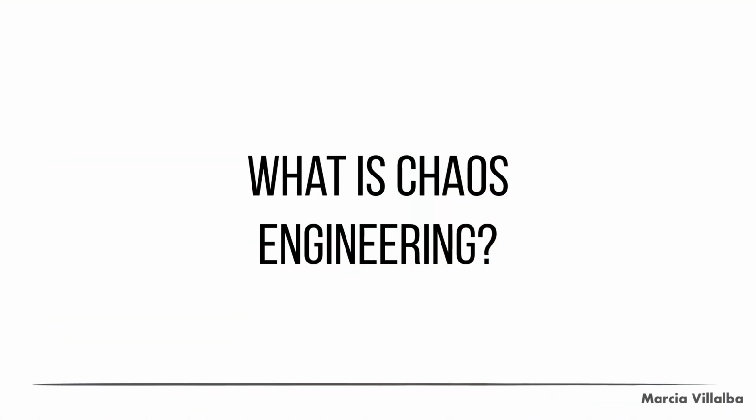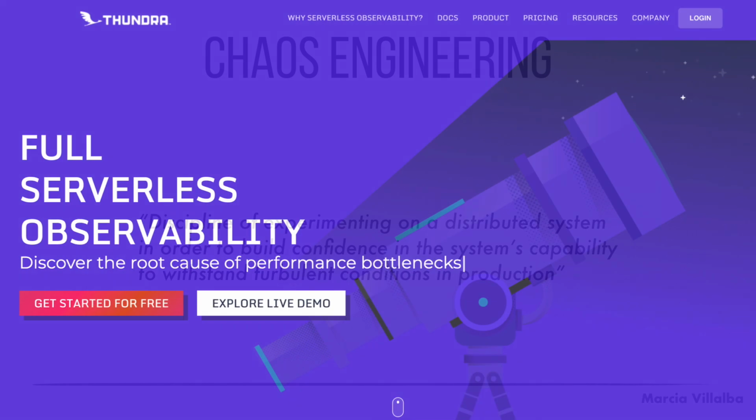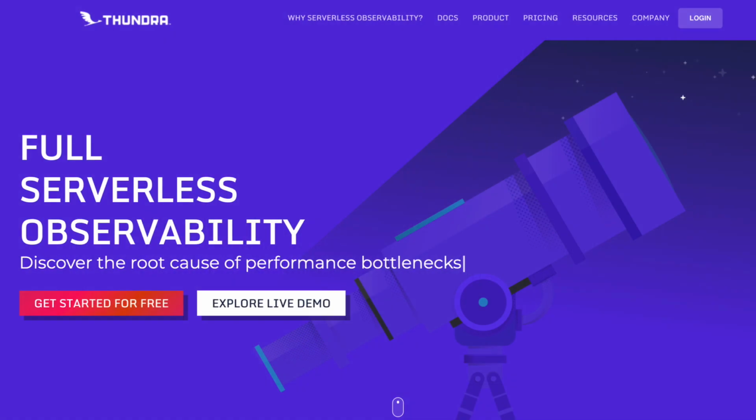So let's start by asking, what is chaos engineering? Chaos engineering is defined as the discipline of experimenting on a distributed system in order to build confidence in the system's capability to withstand turbulent conditions in production. For injecting chaos into our application, we are going to use Thundra. In the previous video of this series, we configured it and we learned how to debug live applications with it. I'll leave you the link for this video in the description box.